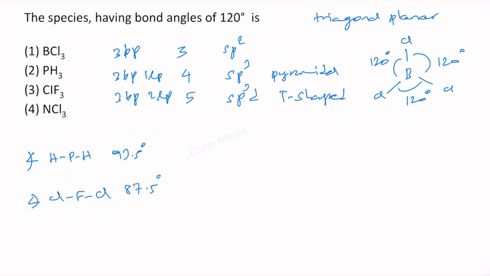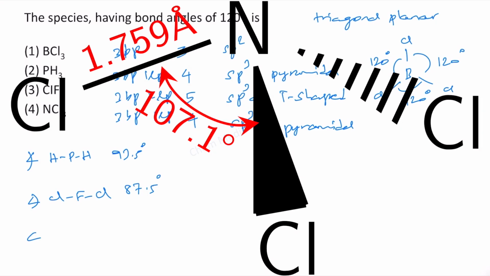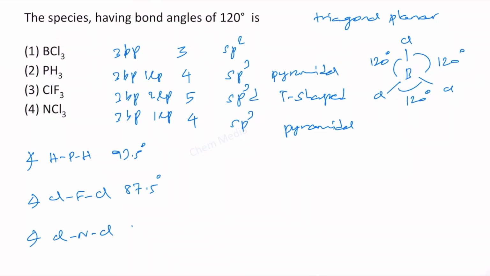In the case of NCl3, the number of bond pairs will be 3 and the number of lone pairs will be 1. Therefore, here the steric number is 4 and the hybridization would be sp3. This will also be pyramidal in shape, trigonal pyramidal in shape. Here the bond angles will be 107.1 degree. Therefore, the correct answer is option 1.